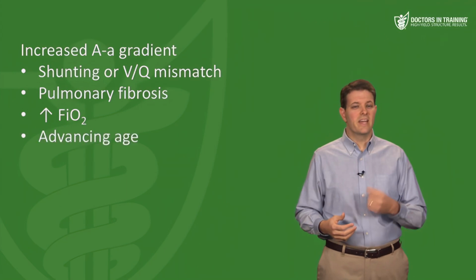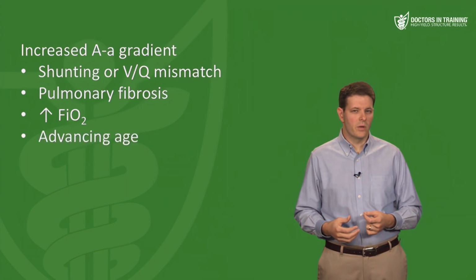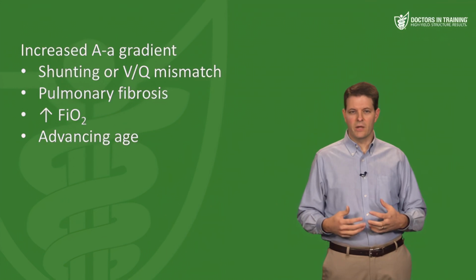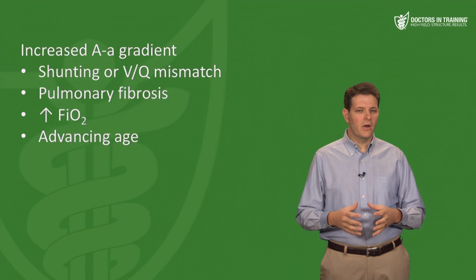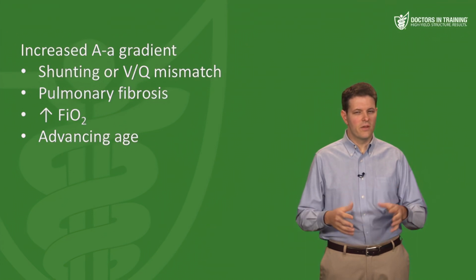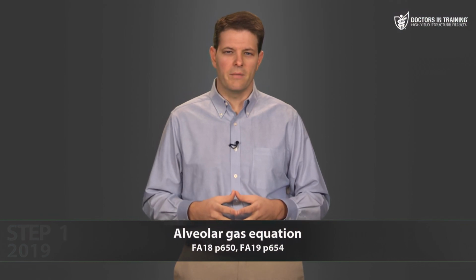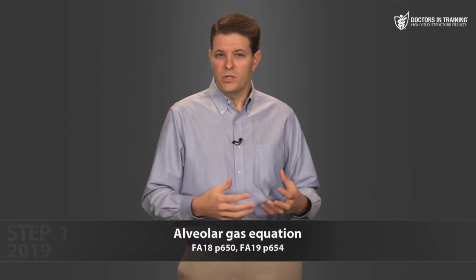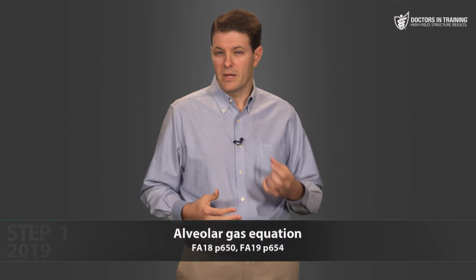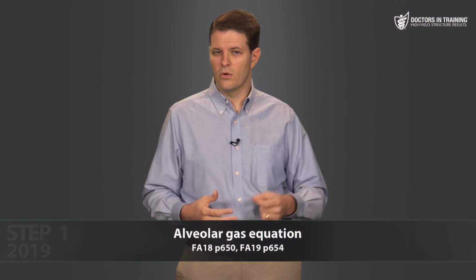And then finally, advancing age will change your AA gradient as well. As you get older, the AA gradient will increase slightly, just a little bit. Now, just remember, the high AA gradient is usually bad news. That's the fundamental thing here. So that's the alveolar gas equation and the AA gradient. But keep in mind, calculating the AA gradient is kind of cumbersome. Measuring arterial O2 is easy, just check an ABG, but calculating alveolar O2 is a little more involved.